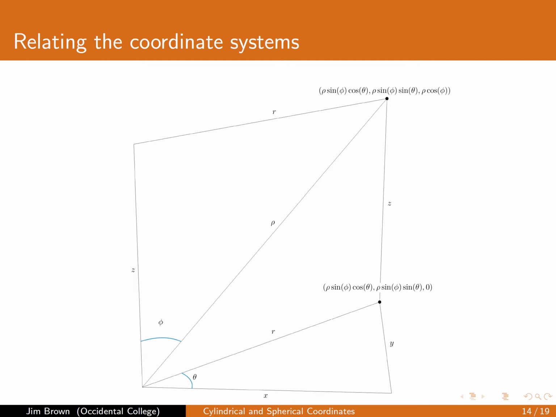And here's a picture again. And now we filled in the x, y, and z coordinates in terms of rho, theta, and phi, and we can see the z and the r labeled here in this picture.